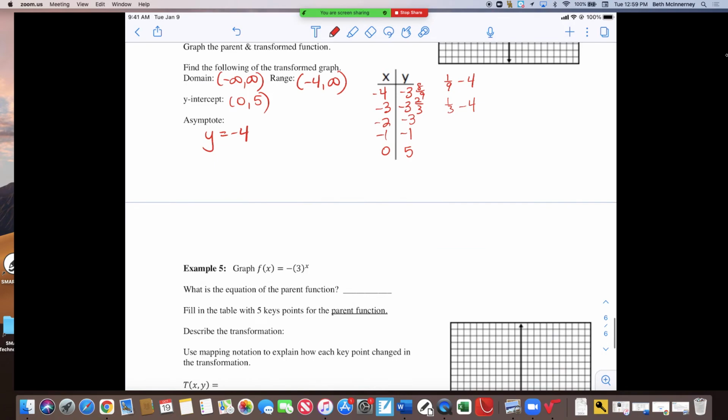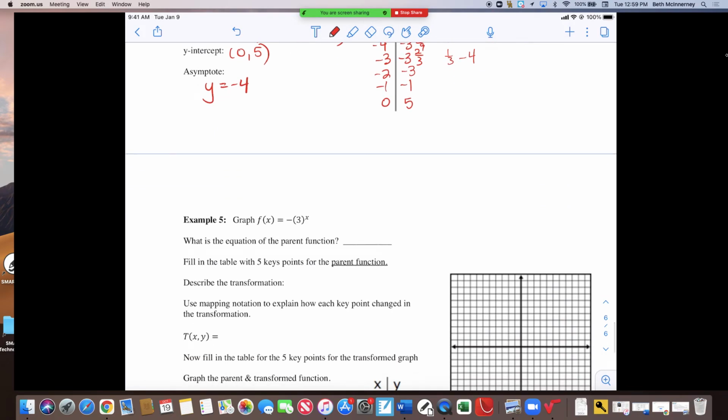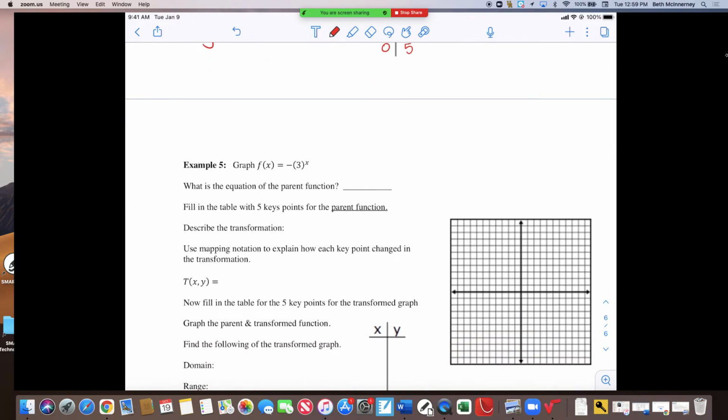All right, let's look at example 5. It says graph f of x equals. Now, do you notice there's a negative in front of the parenthesis? So it's not inside, so you don't stick it inside. So what is my parent function on this one? Becca? Good job. y equals 3 to the power of x.